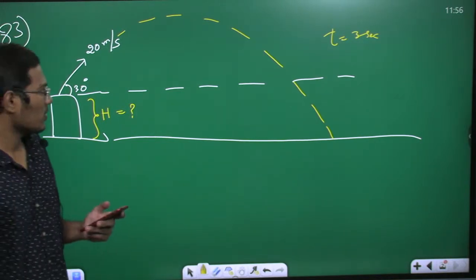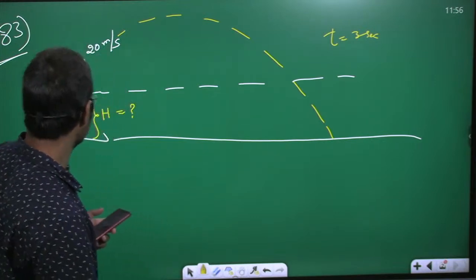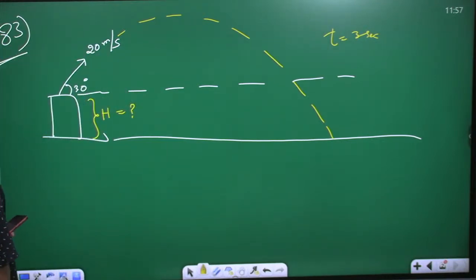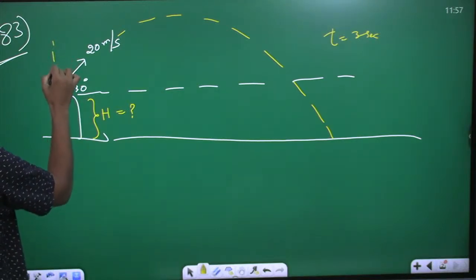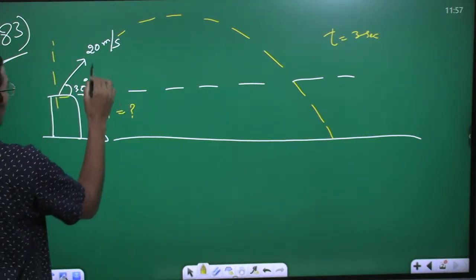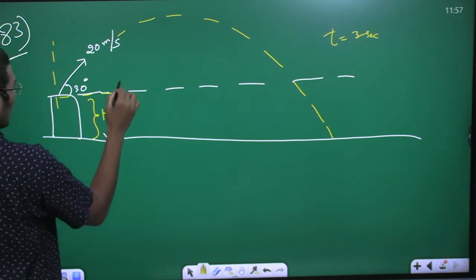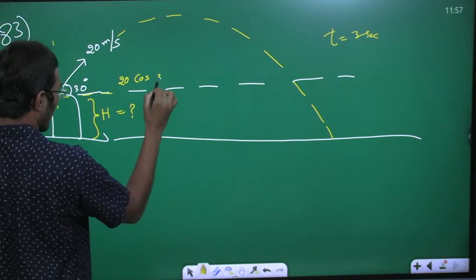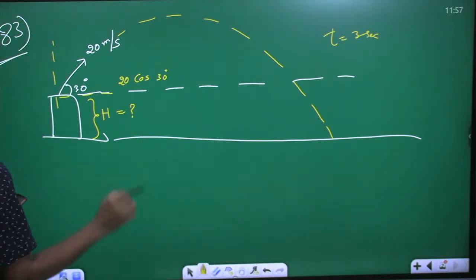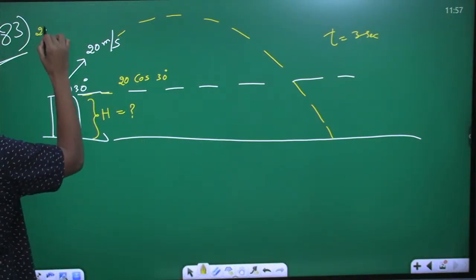Yeah, come on, try to solve this question. So what all equations do we know? First, what do we do? Let's try to resolve this velocity. Velocity along horizontal direction will be 20 cos 30. Velocity along vertical direction will be 20 sin 30.